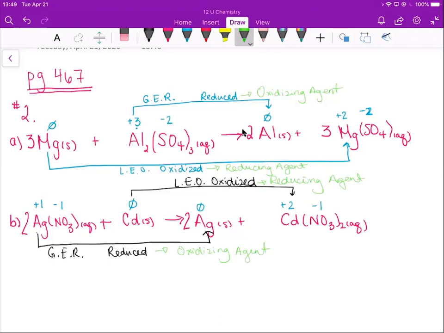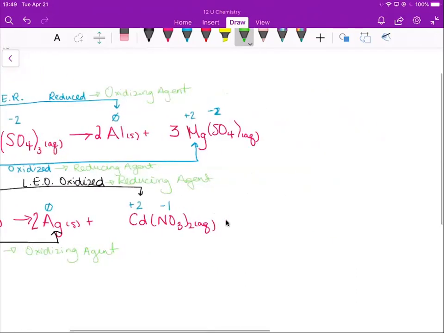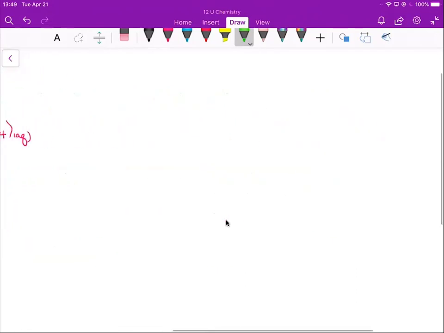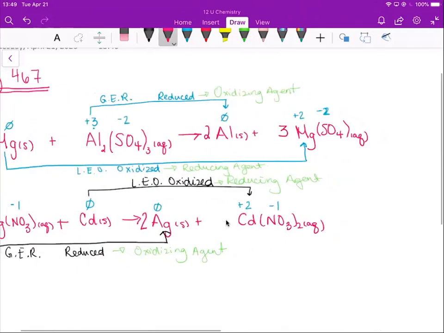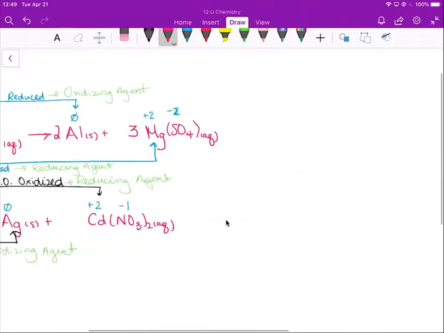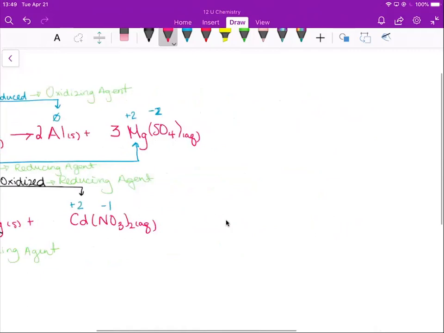So page 468, the next page, 6 to 7. Oh, I just realized we were supposed to do for these the total ionic equation and net ionic equation. I'm just going to show you the net ionic equation.